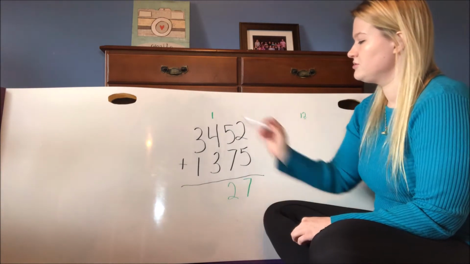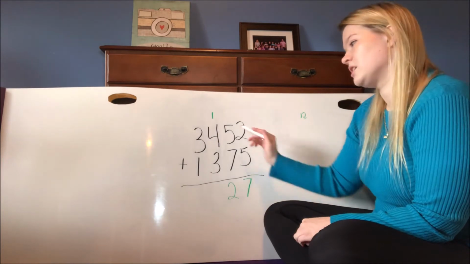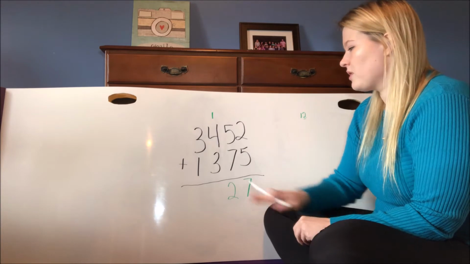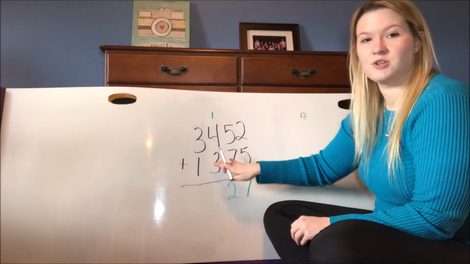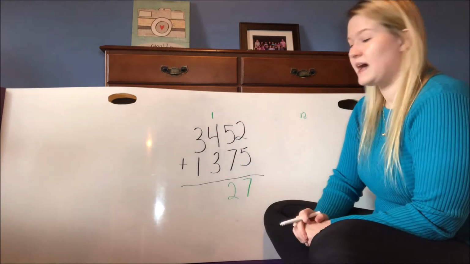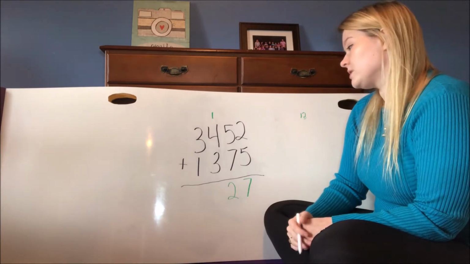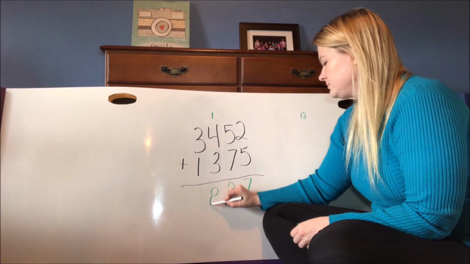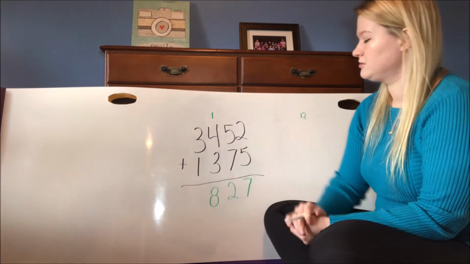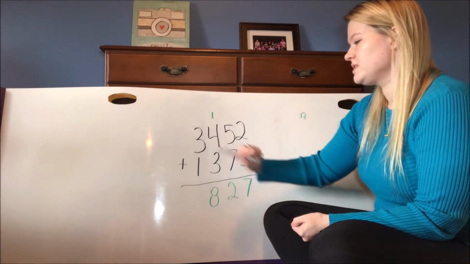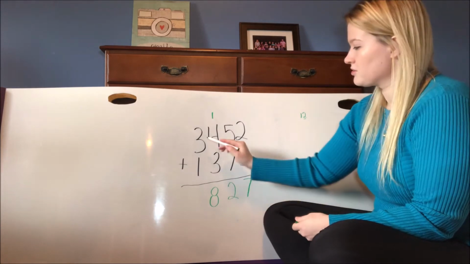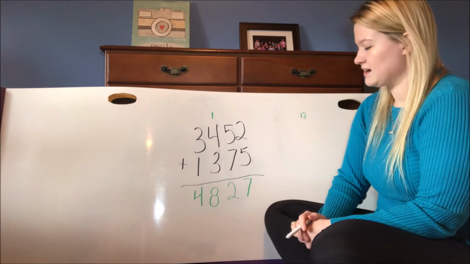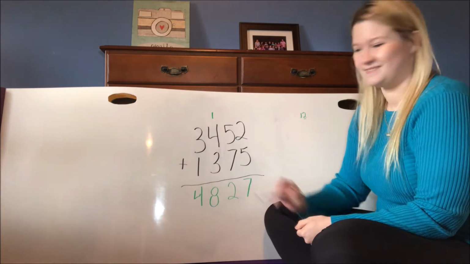Okay, on to the hundreds place. I know that I'm really adding 400 plus 300, and I know that this equals 700. I've got one more 100 to add, which is 8. I know that 8 can stay, it's not too big, so we'll write it down. And then we're on to our thousands place, which is 3,000 plus 1,000. So 3 plus 1 is 4. So that makes 4,827.